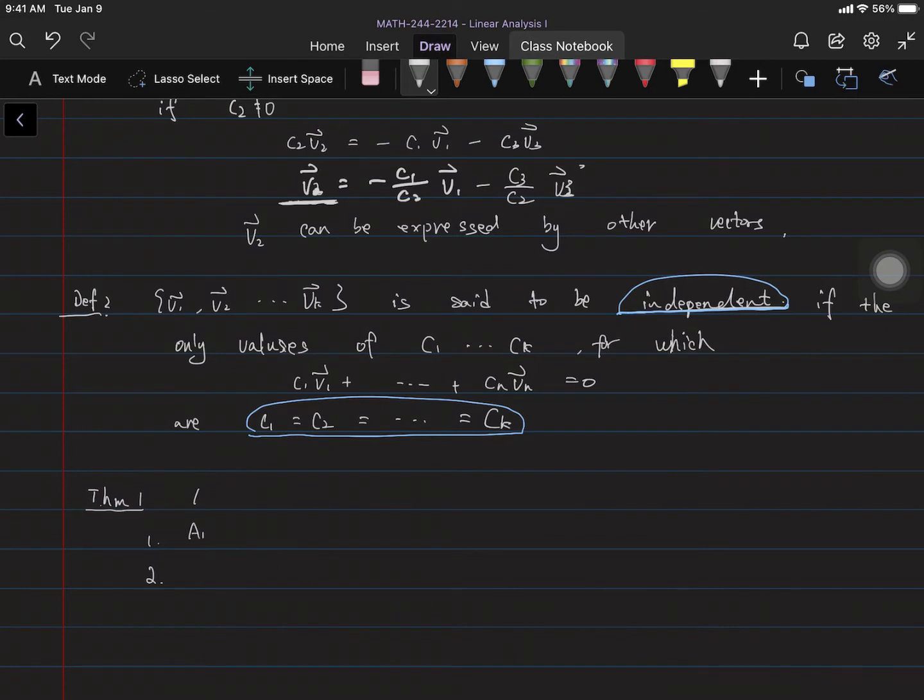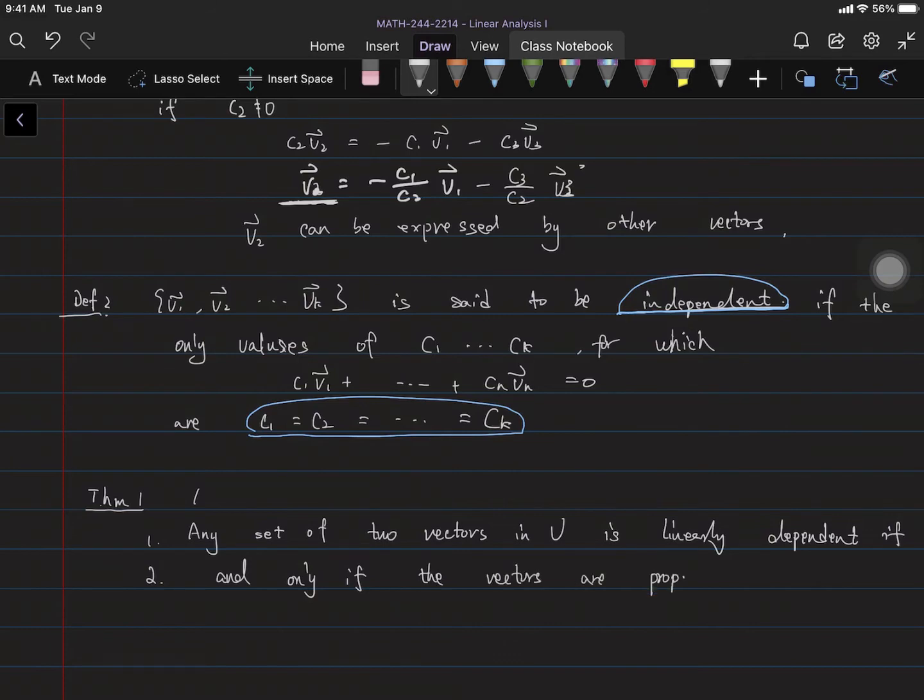Any set of two vectors. So this set only has two vectors. If the two vectors are proportional, then this is a dependent set. So any set of two vectors in V is linearly dependent, I will give you some examples later, if and only if the vectors are proportional. This is the first property.